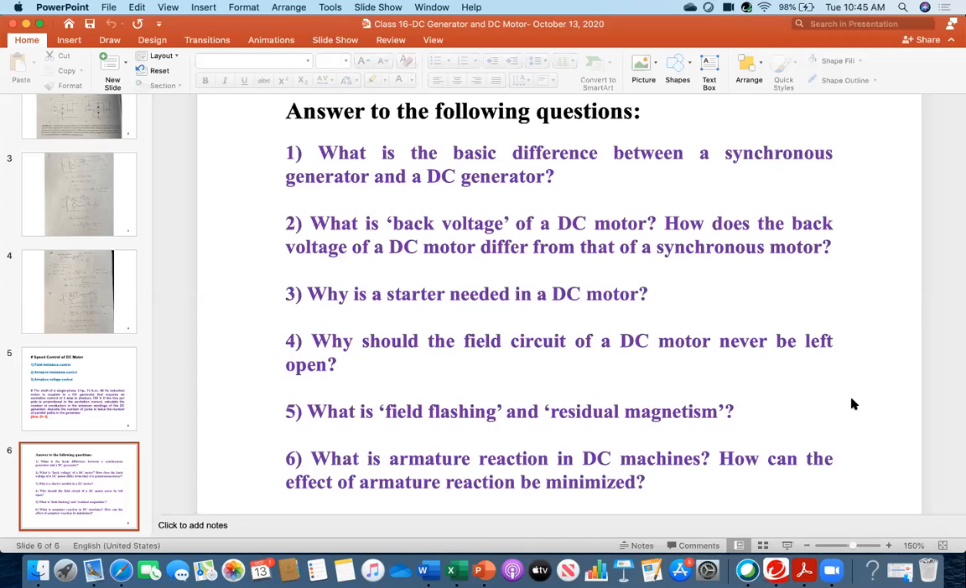And then question 3, why is a starter needed in a DC motor? And question 4, why should the field circuit of a DC motor never be left open? And question 5, what is field flashing? What is the meaning of field flashing? And what is residual magnetism? And question 6, what is armature reaction in DC machines? And how can the effect of armature reaction be reduced, minimized or cancelled?